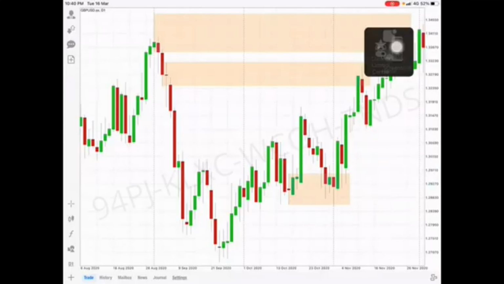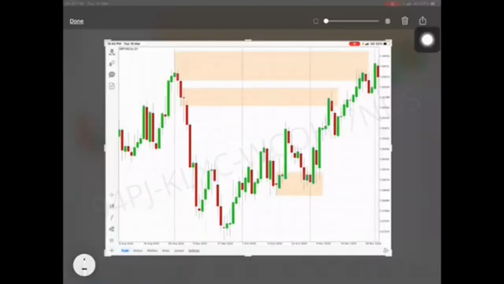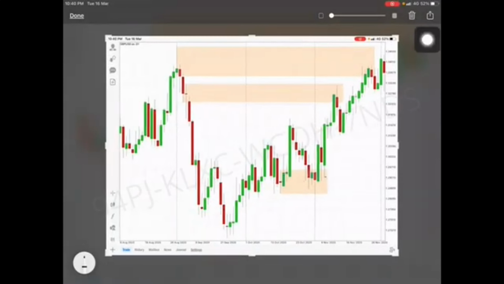What about SL? So let's say if you are going for, let's say at this point, okay, you mistakenly go for sell. So your SL should be below the box. This is your SL.